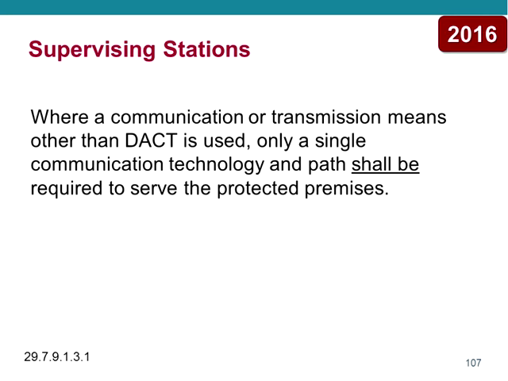Supervising stations for dwellings. If I have a communications means other than a DACT, only a single technology and path is required to serve the protected premises. So I could use an IP connection and that's it. I only need one phone line if I'm using a DACT. So what's the difference, right? It's really the same thing.